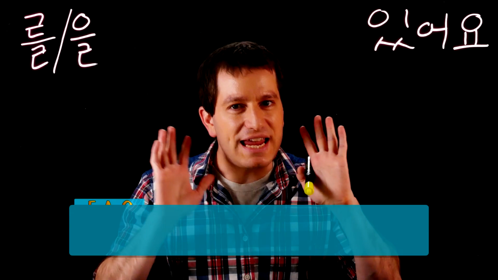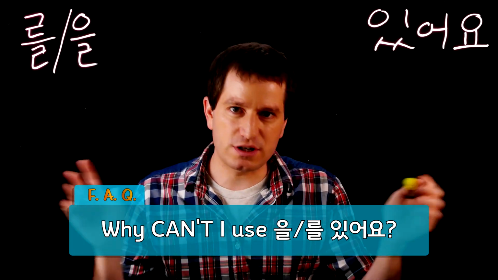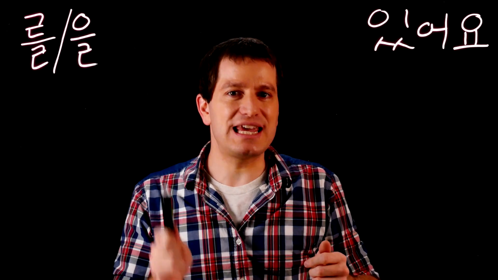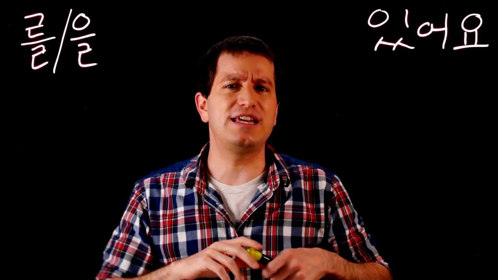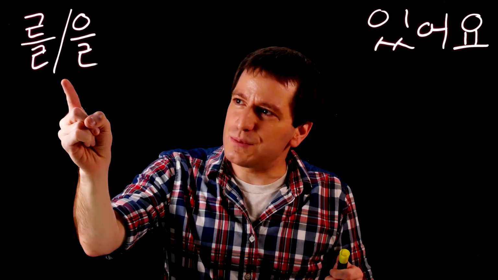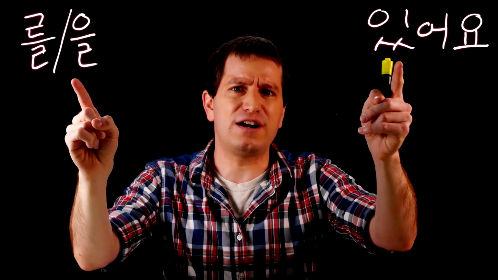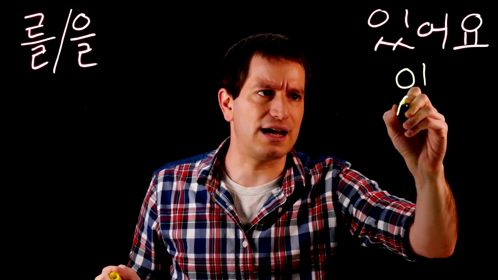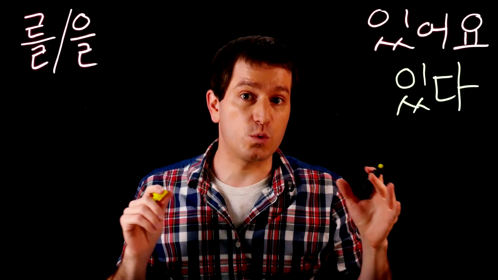This is something that I've made videos about before, as well as lessons. I mention it in my books, but I still see this mistake made all the time by beginners, so I wanted to make a separate video just to highlight it, and that is this: using the object marker together with 있어요, or any variant on this verb, 있다, is 100% wrong and awkward sounding.